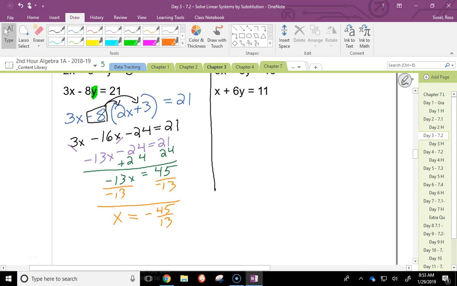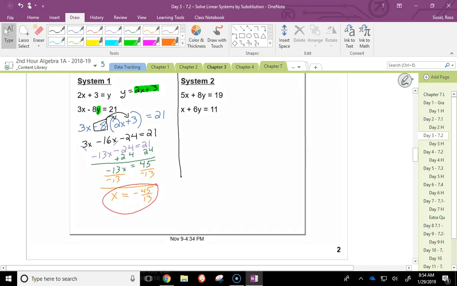Now here's the tricky part, and this is the part people hate. Do I know what x equals? Yeah, we have x's answer. It's right here. x equals negative 45 over 13. Do I know what y equals? It equals 2x plus 3. Well, yeah, but do we have a given number for it? No, we can't. How? By replacing x with negative 45 over 13. So now I'm going to go back to my first equation.